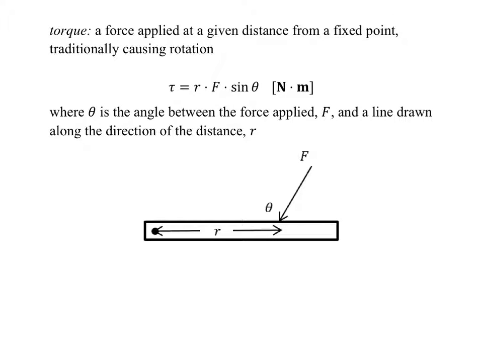Here's where we can see it. The torque itself, this is the symbol for torque. It's the symbol tau. T-A-U is the way it's spelled, but the symbol is tau. Torque equals r F sine theta. Ignore the sine theta just for a minute.